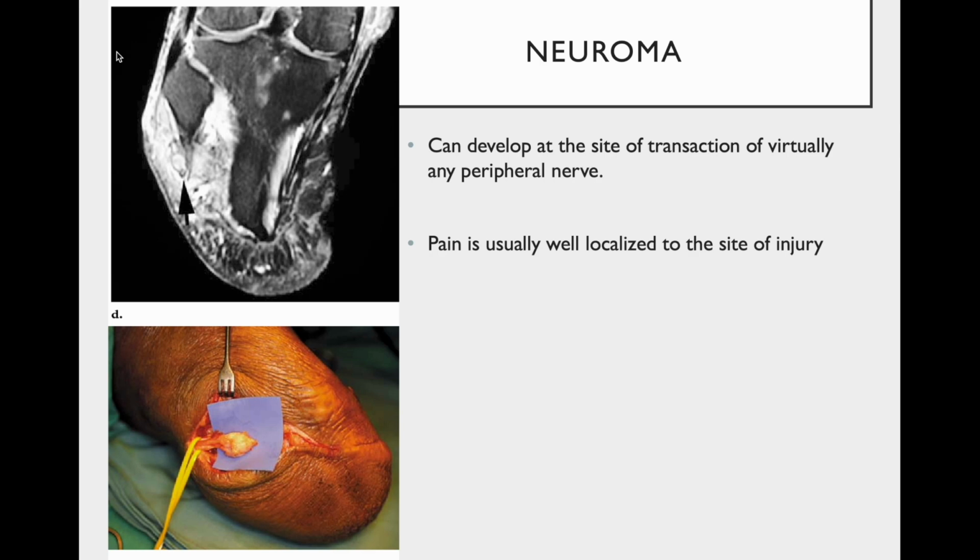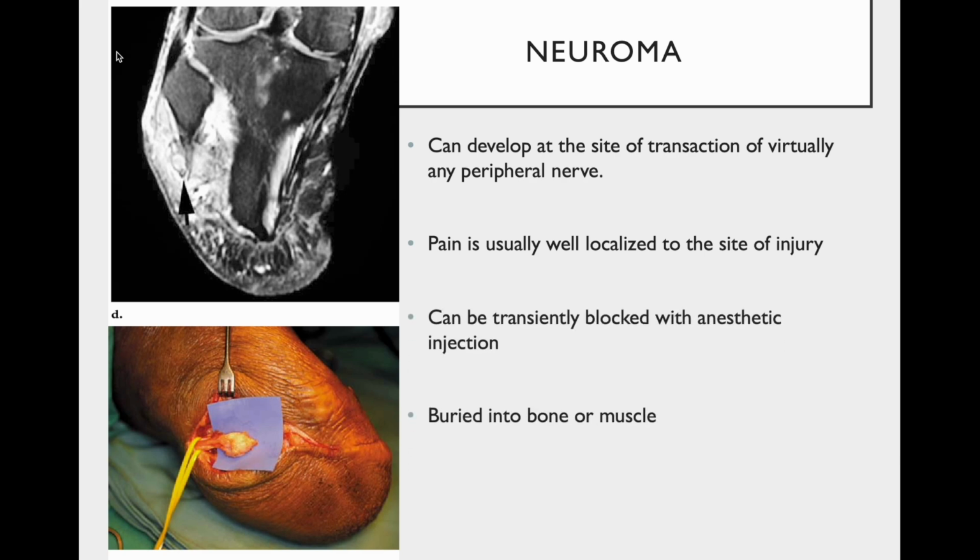The pain is usually well localized to the site of the injury, and usually what I would do is I would percuss around the stump, and if there was a neuroma present, the patient would be jumping out of their chair when I percuss their neuroma. Neuromas can be transiently blocked with anesthetic injection, but in my experience, it hasn't been particularly effective.